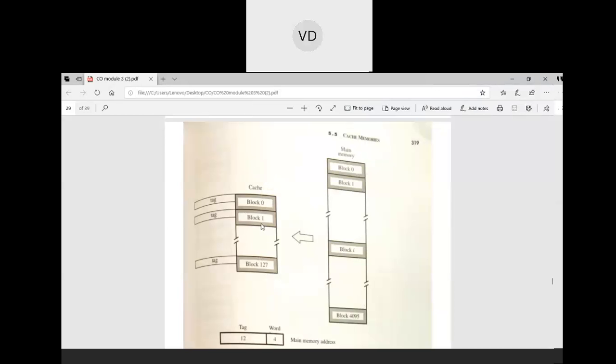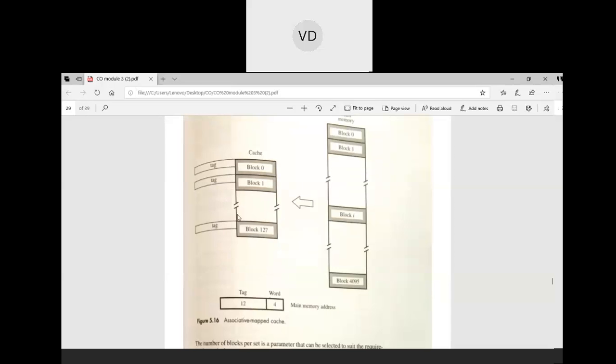Now the mechanism is the same. We are using the main memory's block and mapping it into the cache memory, whichever block is free. Then how are we going to find it now? We are finding it by using this one.